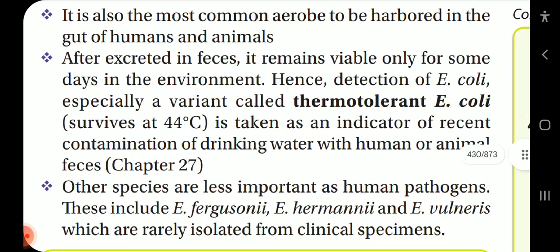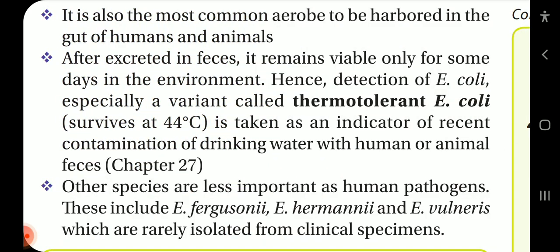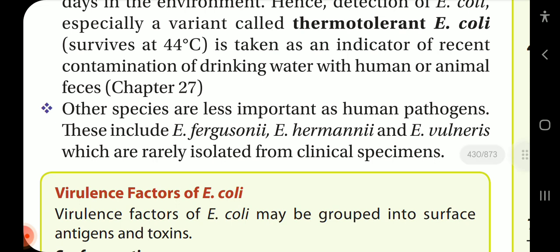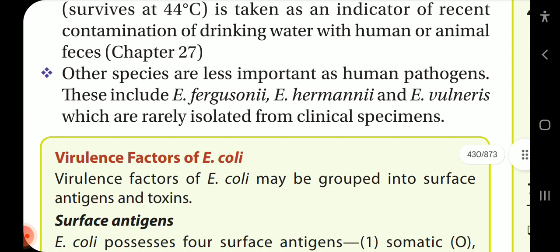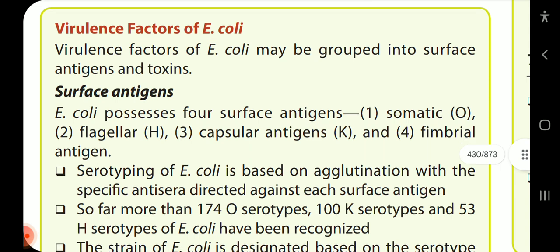Now, E. coli is the most common aerobe to be harbored in the gut of humans and animals. After excreted in feces, it remains viable only for some days in the environment. Hence, the detection of E. coli, especially a variant called thermotolerant E. coli, which survives at 44 degrees Celsius, is taken as an indicator of recent contamination of drinking water with human or animal feces. The other species are less important as human pathogens. These include Escherichia fergusonii, Escherichia hermannii, and Escherichia vulneris, which are rarely isolated from clinical specimens.